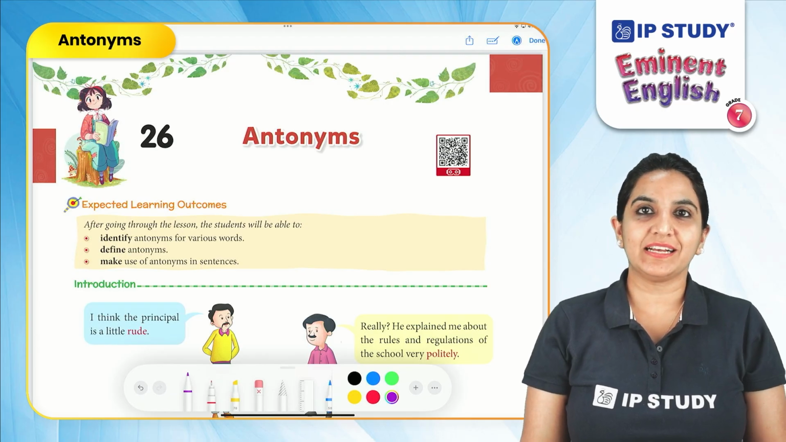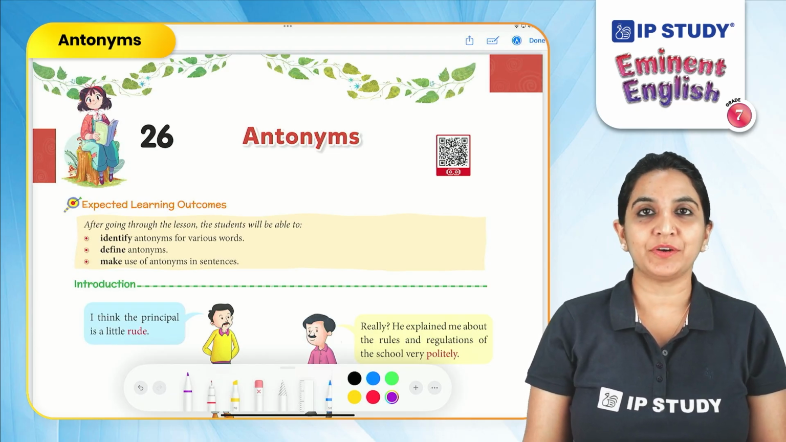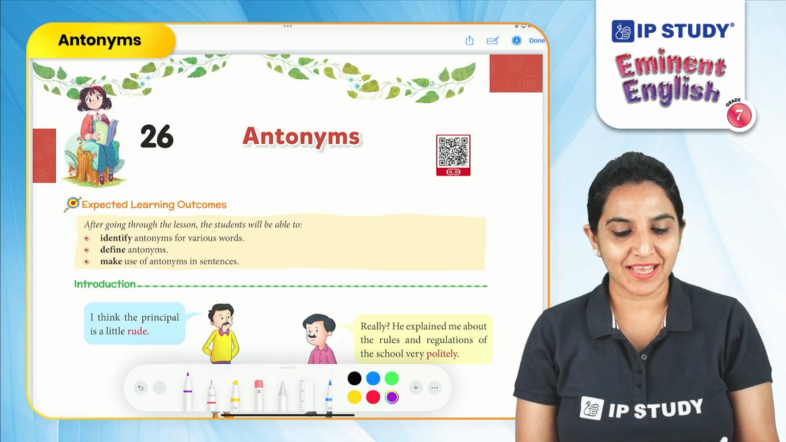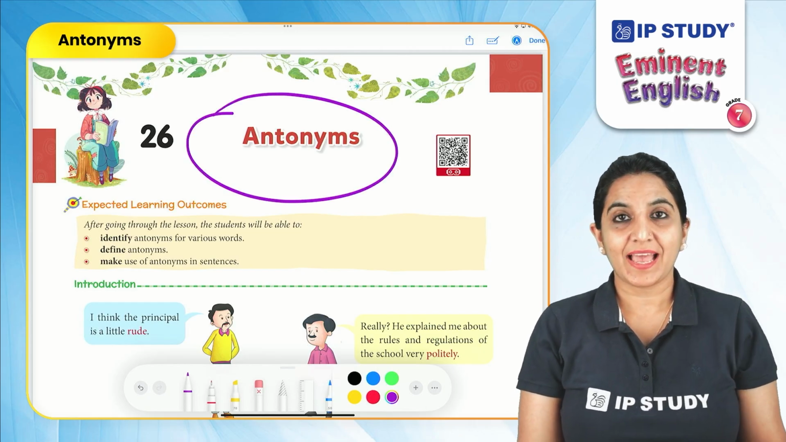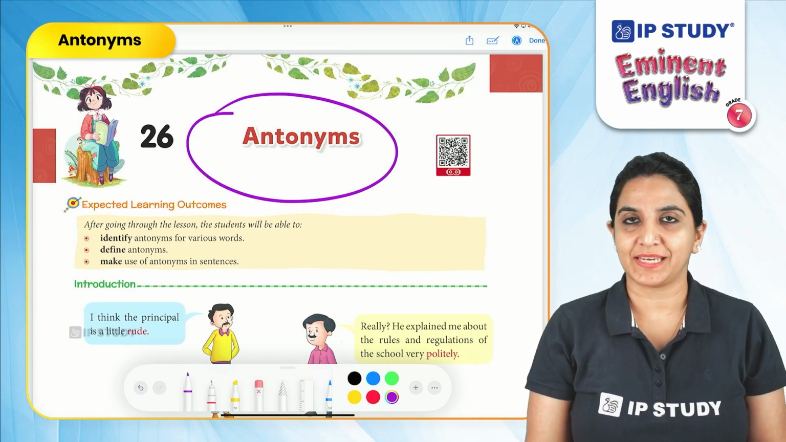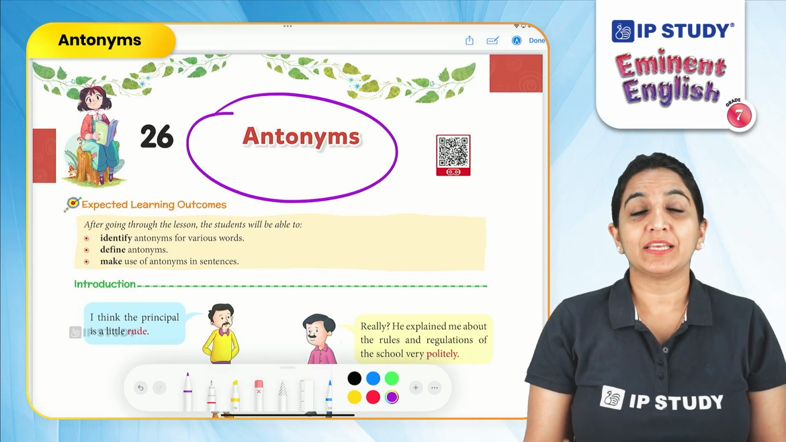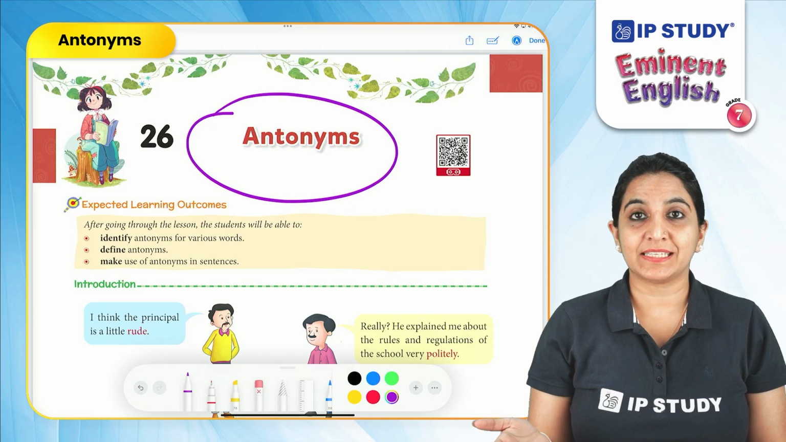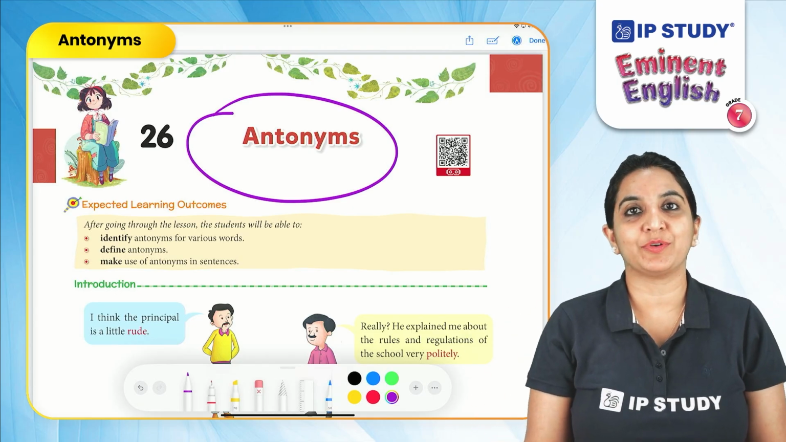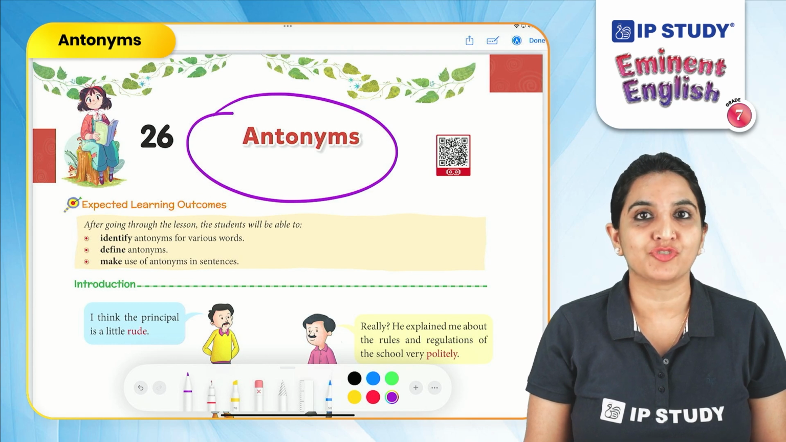Today we will discuss the 26th chapter of Grade 7 English Grammar, and our topic is antonyms. Antonyms are simply the words which have opposite meaning. That means they apply in the sentences with the opposite meanings. It obviously makes your vocabulary richer and stronger.